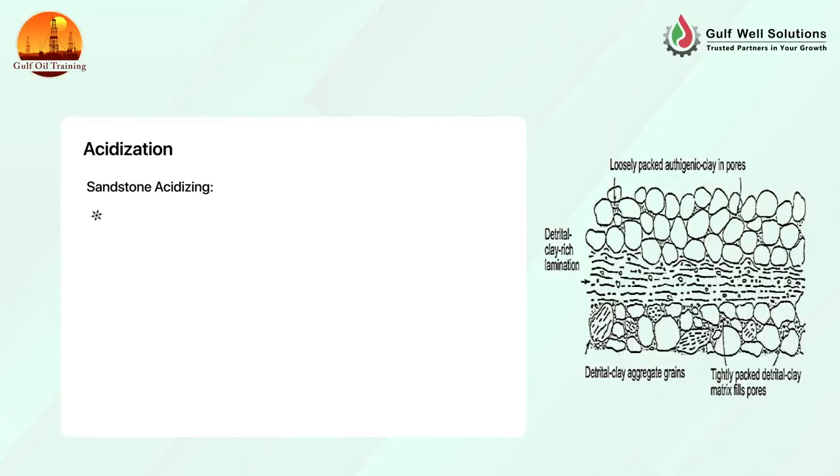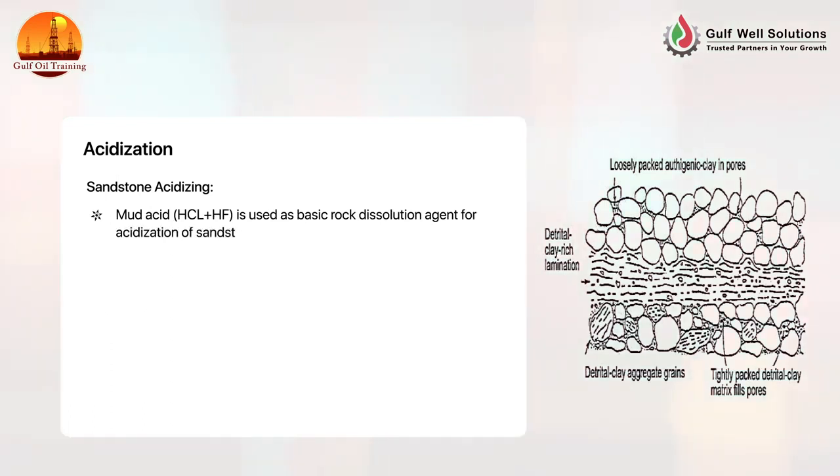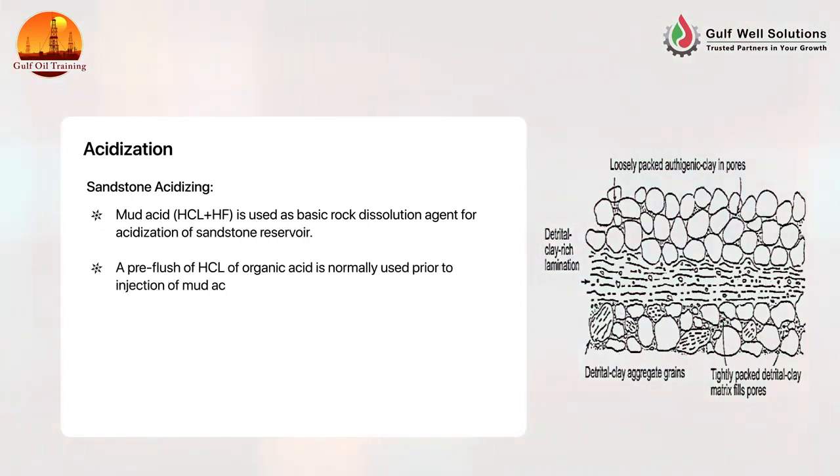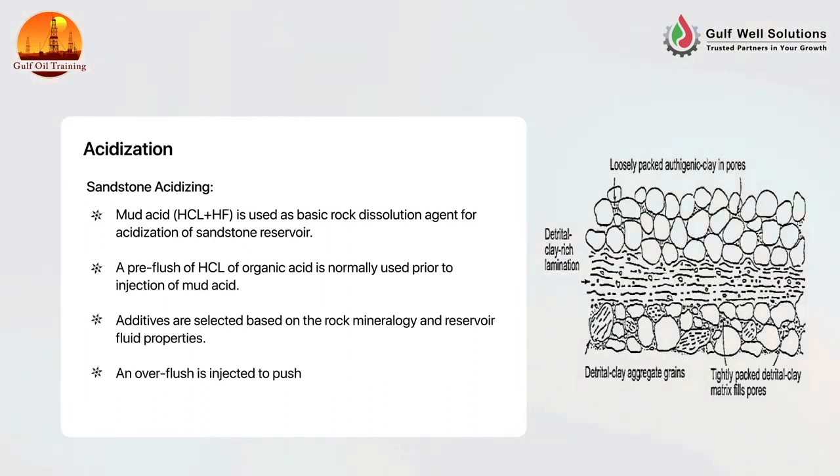Sandstone acidizing. Mud acid, HCl plus HF, is used as the basic rock dissolution agent for acidization of sandstone reservoirs. A pre-flush of HCl or organic acid is normally used prior to injection of mud acid. Additives are selected based on the rock mineralogy and reservoir fluid properties. An overflush is injected to push all the mud acid into the formation.